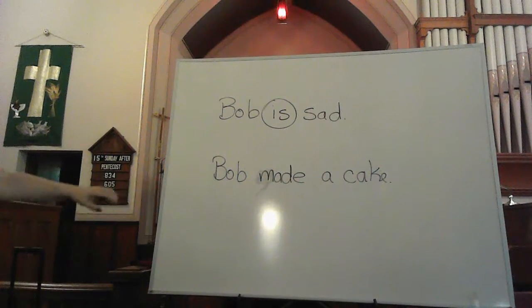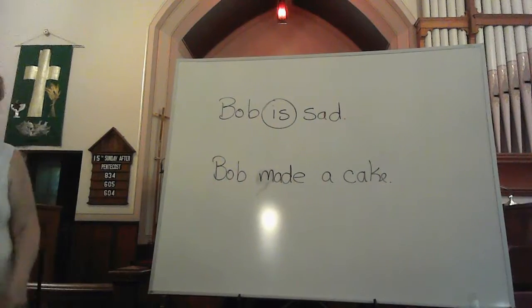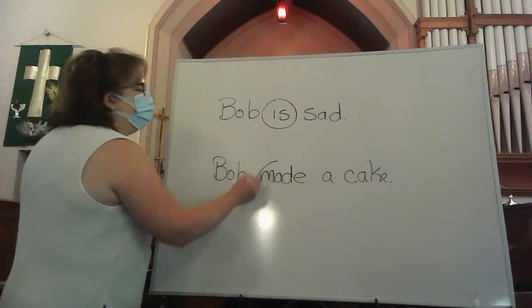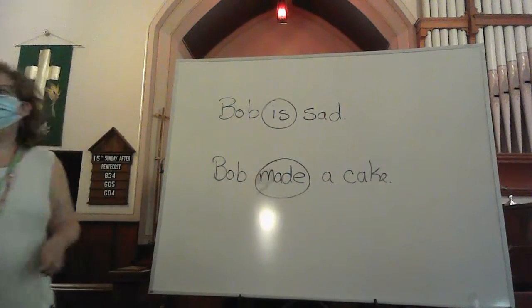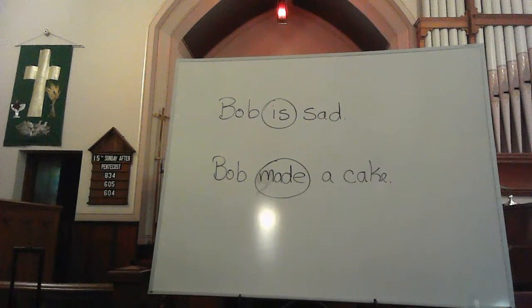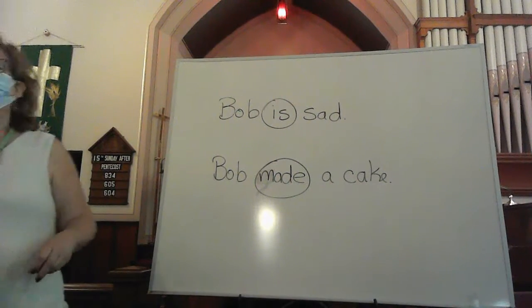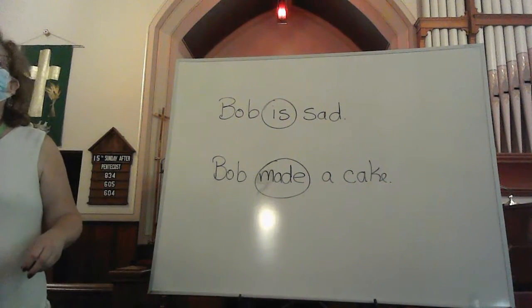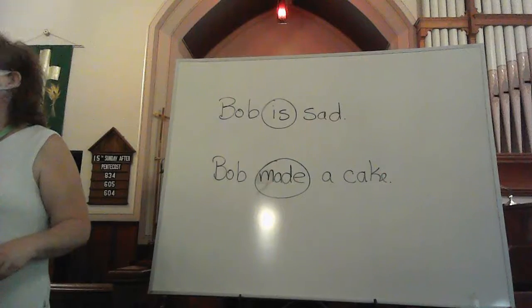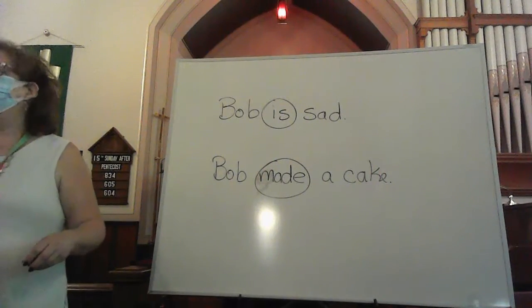Now, in this one, Bob made a cake. What kind of verb is this? Anybody remember that? We actually haven't talked about it. Anybody remember? Yes. It's action, but what's its fancy name? Starts with a T. Transitive.